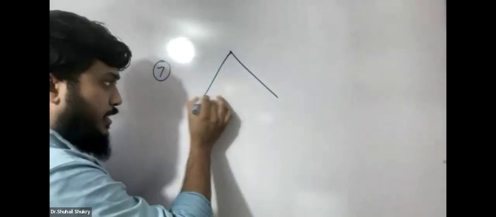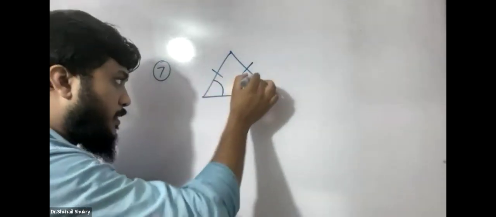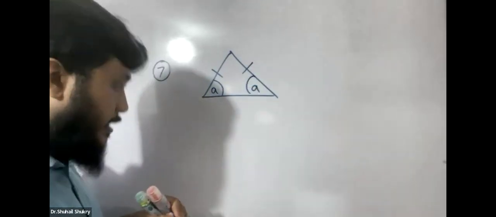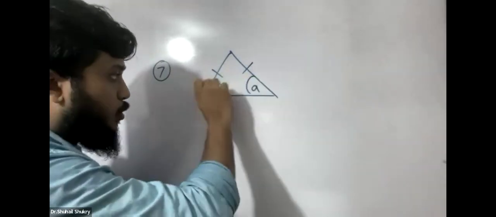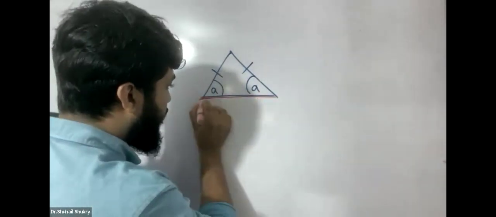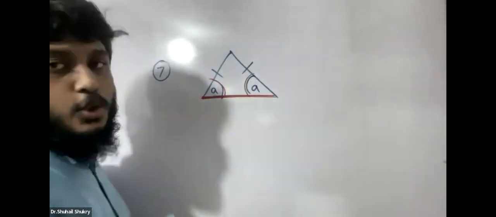Number 7, in an isosceles triangle. An isosceles triangle means a triangle in which two sides are equal. In an isosceles triangle, opposite angles are equal. That is the rule. This is A and this is A. So how to decide the opposite angles? If there are two equal sides, there will be a side which is not equal to them. So there is an unequal side. I'll mark that in red. Whatever angles are created with this red side, those two are the opposite angles.